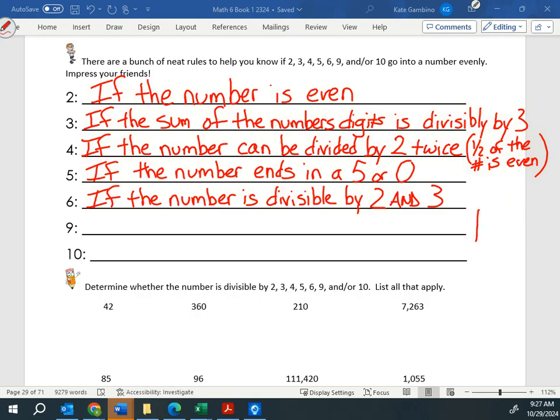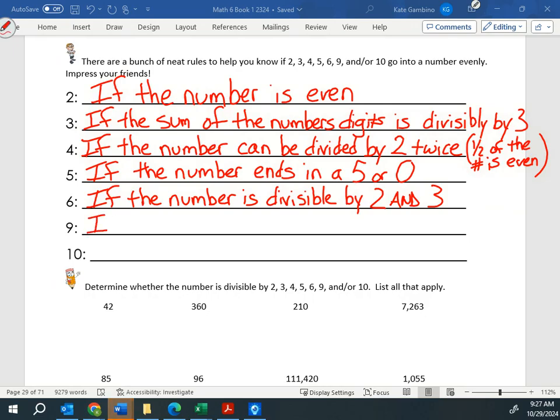We look at that 104. I know it's divisible by 2, right? Because it's an even number. Is it divisible by 3? 1 plus 0 is 1, plus 4 is 5. 5 is not divisible by 3. So this number cannot be divisible by 6 because it's not divisible by 3. It has to be divisible by both 2 and 3.